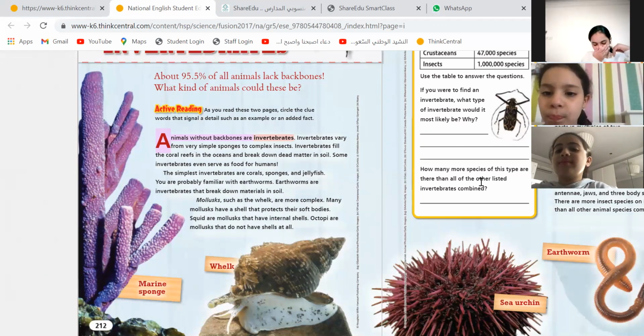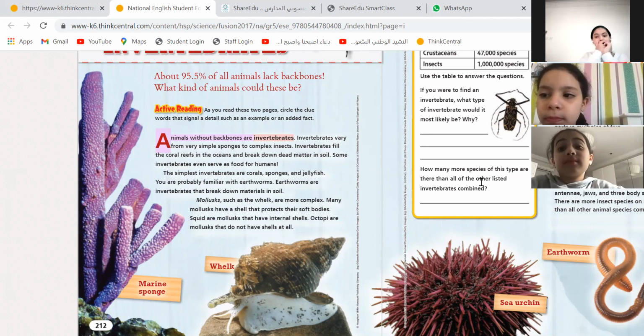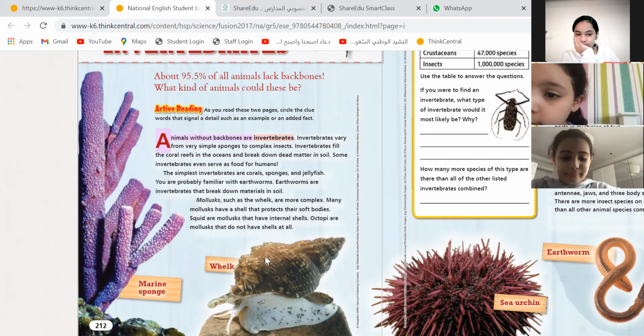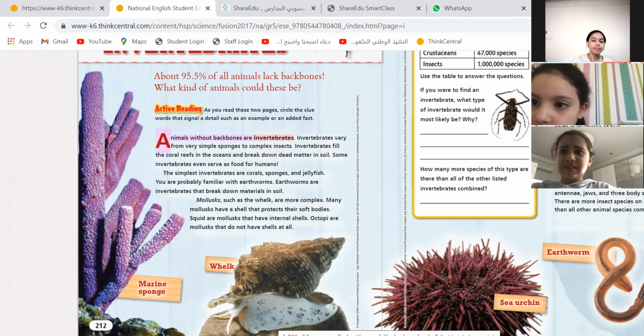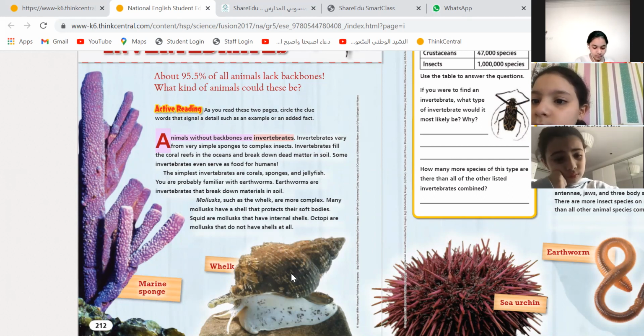Many mollusks have shells that protect their soft bodies. Can you look at the whelk down here? It has a big shell on the outside, so it can protect the soft body on the inside. It will move with the soft body. It lives with the soft body, but it has a very thick layer on the outside to protect it.